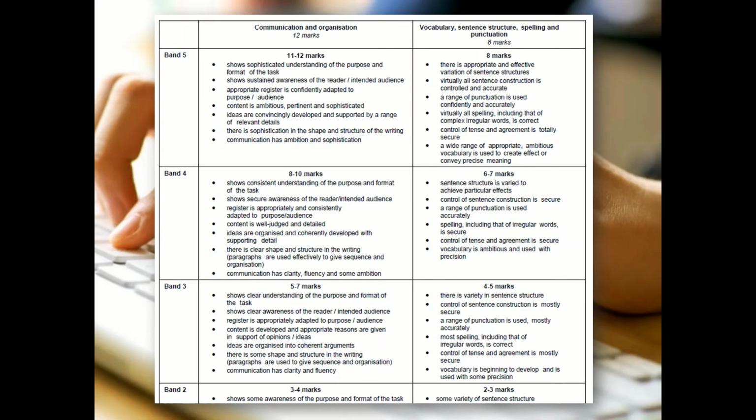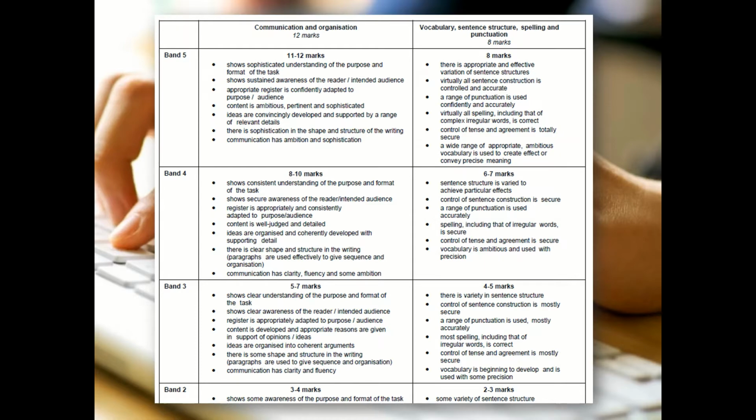So on screen at the moment is the marking criteria for the transactional writing. You can see it's graded in two different ways: communication and organisation on the left, and the vocab, sentence structure, spelling and punctuation on the right. Band 5 is the equivalent of grade 8 and 9, and at the bottom there is band 3, and then down below that's band 2. Band 3 is your grade 4 and grade 5, so your basic pass grade.